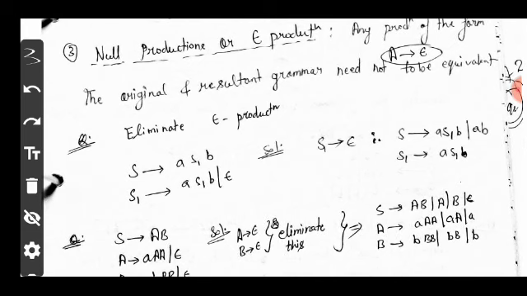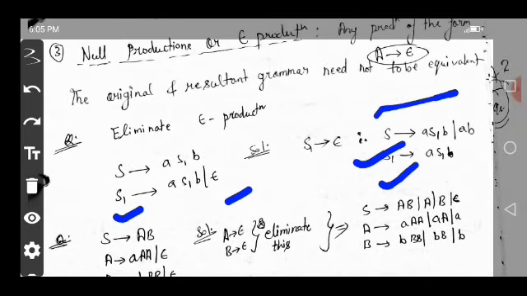So come to the questions. Here S produce A S1 B, and S1 produce A S1 B, epsilon. So after putting the S1 and replacing the null value from S1, we got S produce A S1 B, and AB, and S produce A S1 B. So this is your final product grammar.